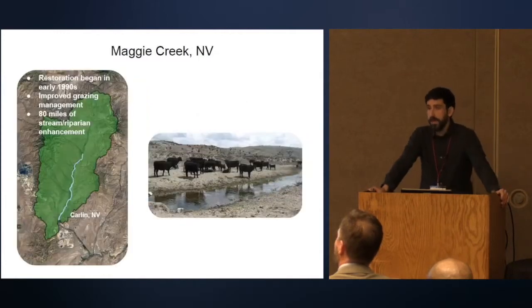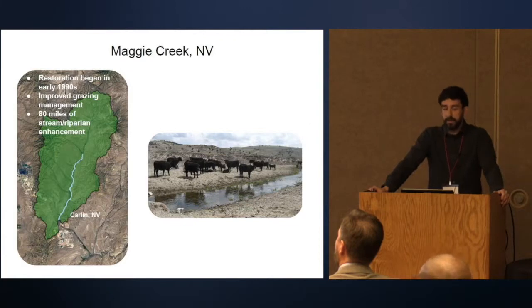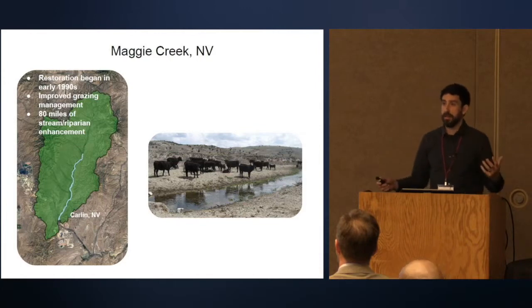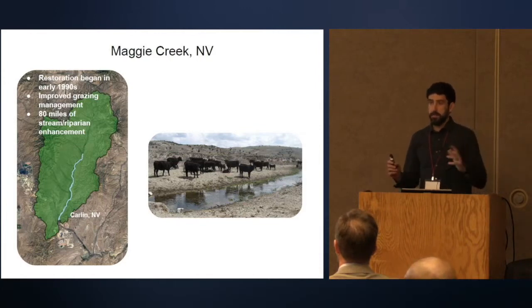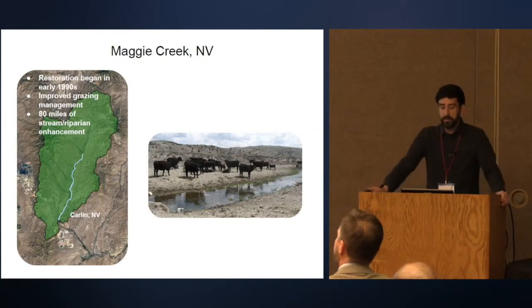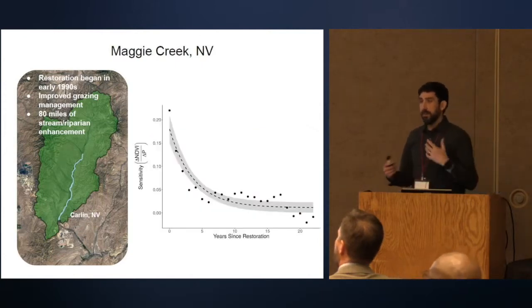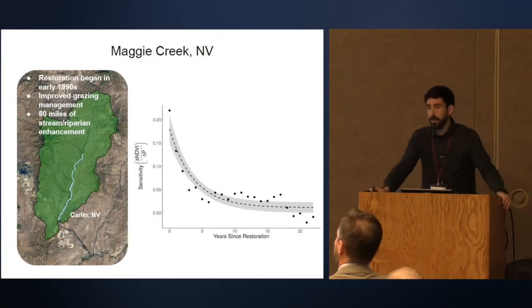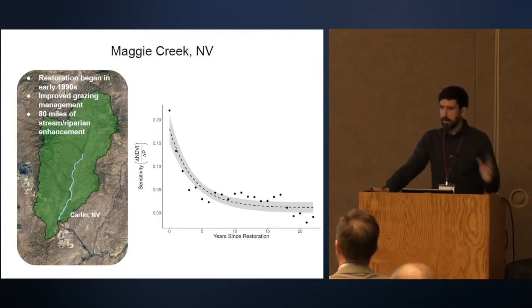And then finally, we looked at Maggie Creek. Maggie Creek is mainly a grazing management project that started back in the 1990s. It was really a whole-scale watershed plan, so we're looking at a big wholesale change in how the land was managed. And here, since we had enough time, almost 20 years since restoration, we could look at something that we're calling vegetation sensitivity. I'm going to talk a lot about that in this talk, but this is the first time that we used it in the paper that I showed.